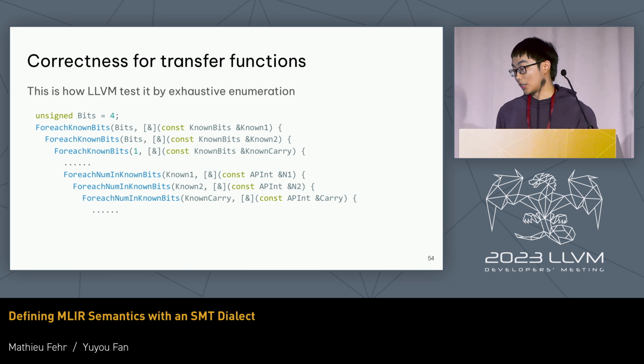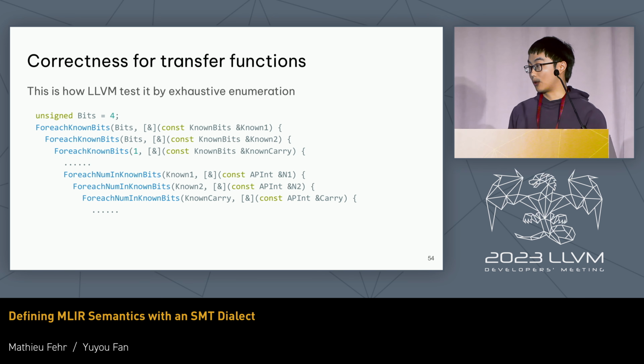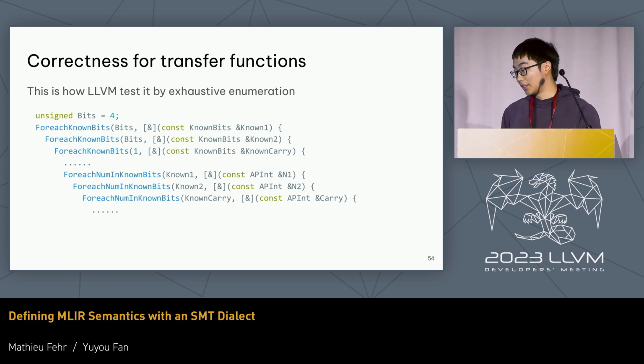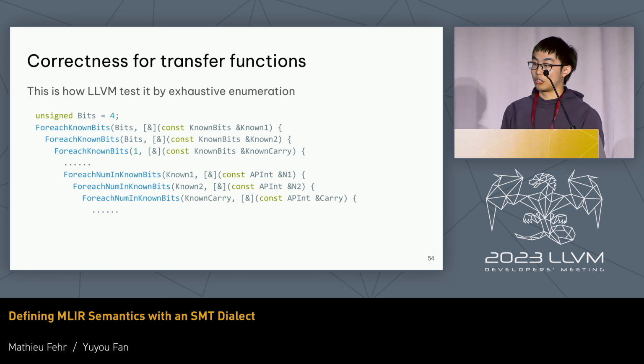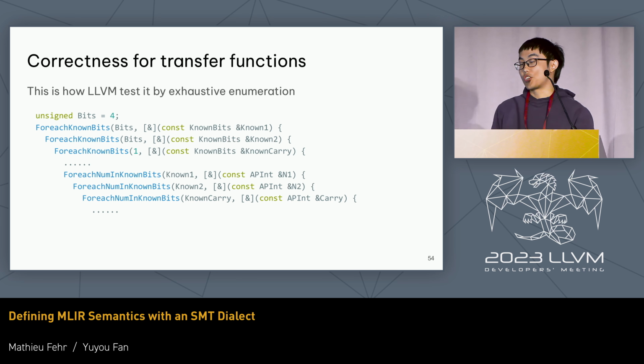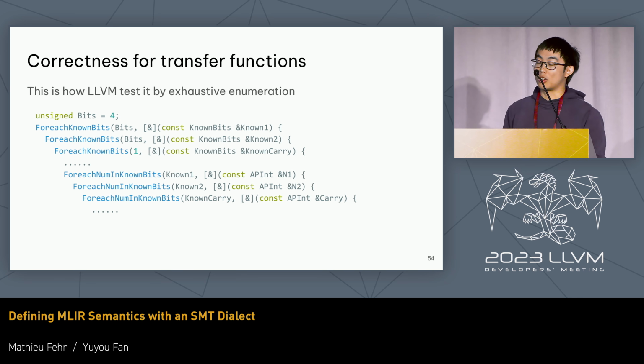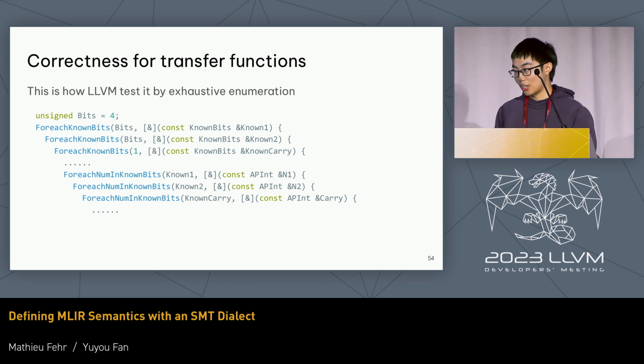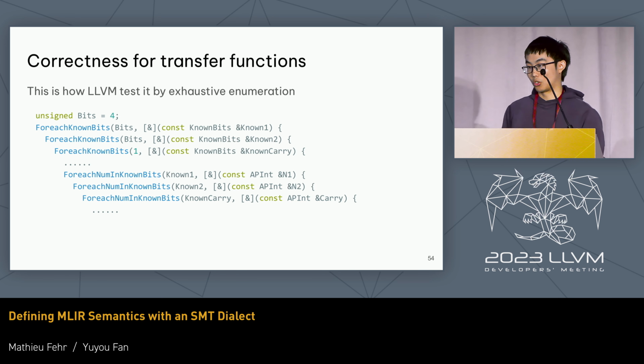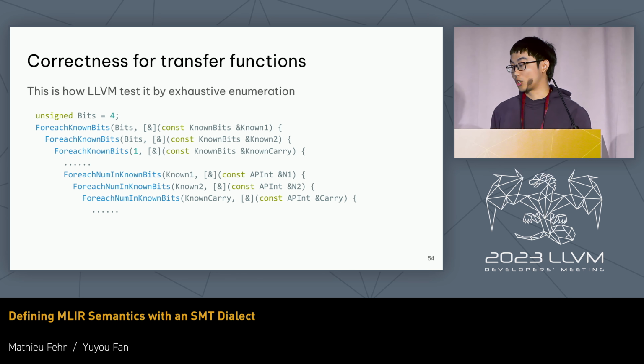And there comes another for each known bit. About the known carry, we're enumerating the carry bit. And inside this loop, we're calling another function, for each number in known bits. So basically, there are two-level enumeration here. The first level is we are enumerating all possible sets of integers. The second level is we are enumerating all possible integer values in that particular set. So this is an exhaustive enumeration.